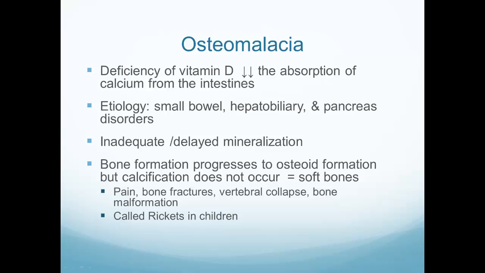Osteomalacia, on the other hand, is a situation where we're not having enough vitamin D to adequately absorb calcium from the intestine. And this is why they have supplemented milk with vitamin D to make sure that people are getting enough vitamin D in their diet. But if we have a number of different disorders, small bowel disorders, hepatobiliary disorders, or pancreatic disorders, those kinds of situations can result in a lower amount of vitamin D being absorbed in the body, and therefore a lower amount of calcium being absorbed in the intestine, and then we get decreased mineralization of our bones.